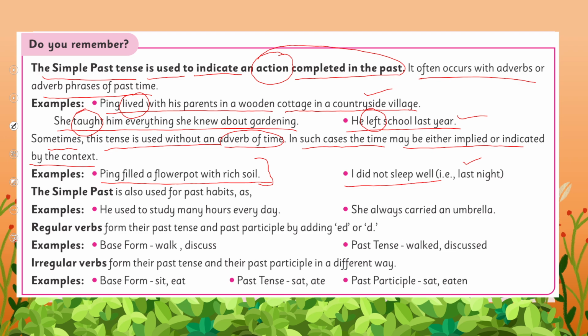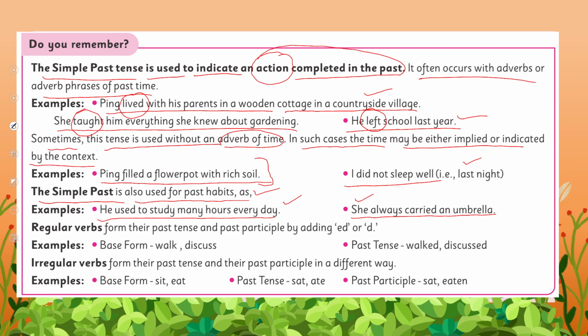So, the simple past is also used for past habits. We use simple past tense to show habits that we used to have in the past or somebody used to have in the past and that are not being practiced as we speak. So let's look at some examples. He used to study many hours every day, or she always carried an umbrella. Now this is showing habit or routines.